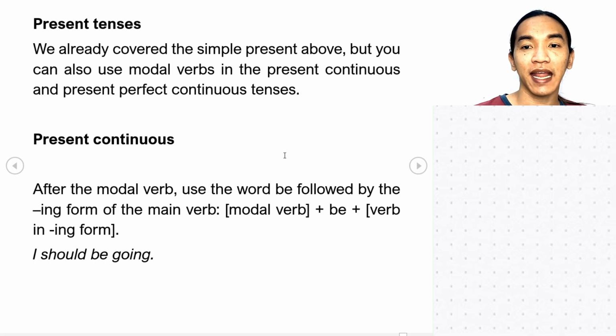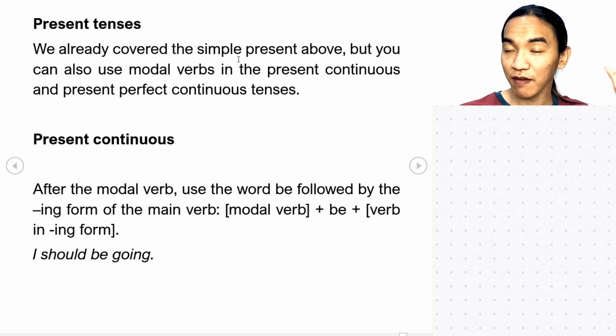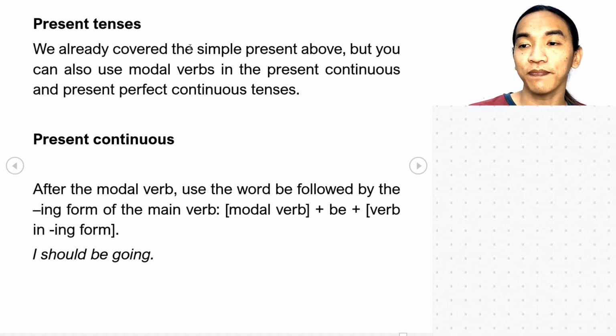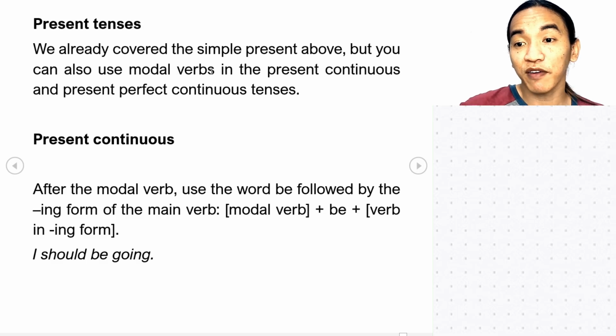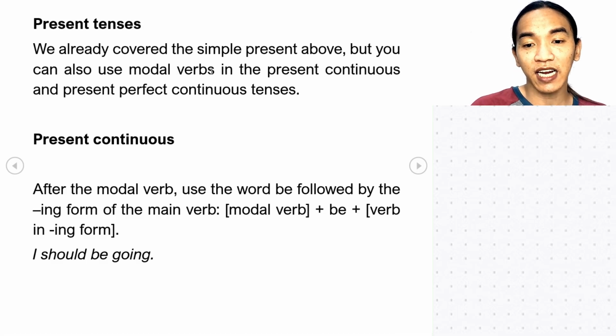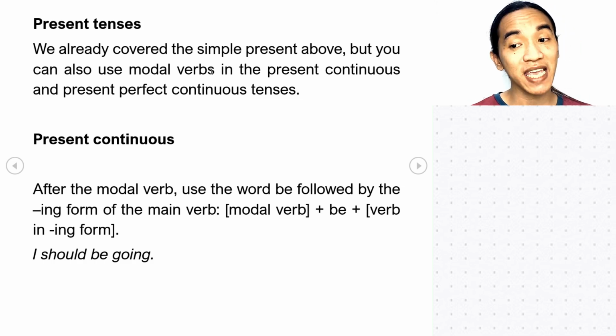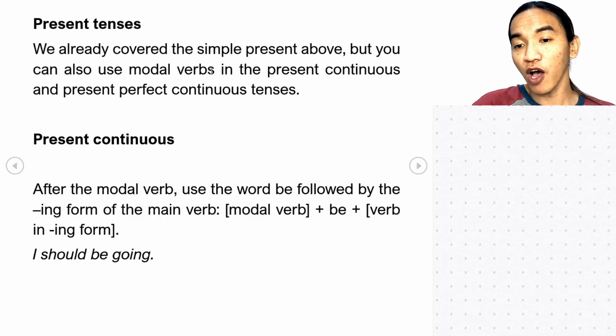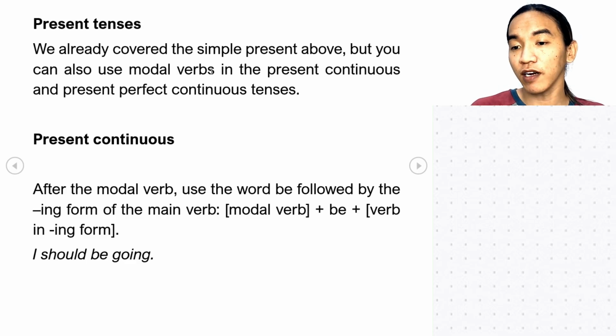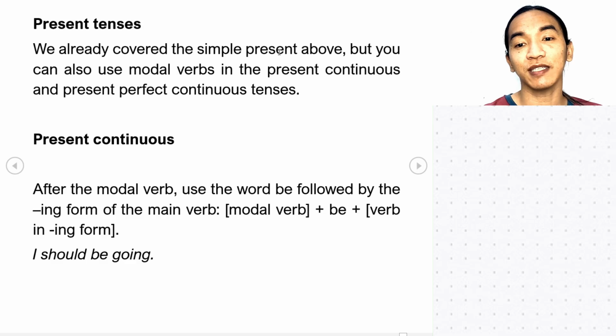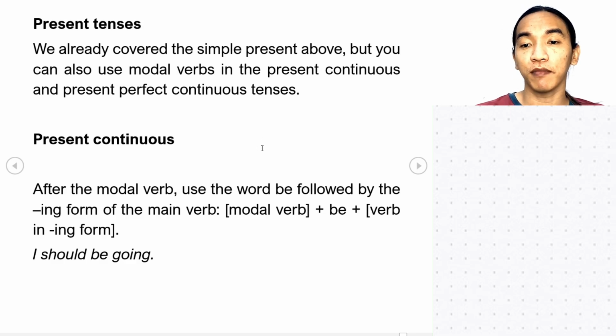All right. Now, for present tenses, we already covered the simple present above, from the previous examples, but you can also use modal verbs in the present continuous and present perfect continuous tense. For present continuous, after the modal verb, use the word be followed by the ing form of the main verb. So it is modal verb plus be plus verb ing form. Example, I should be going. So this is present continuous using a modal verb.